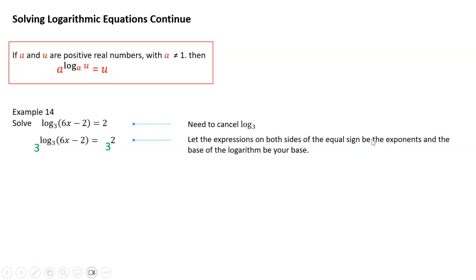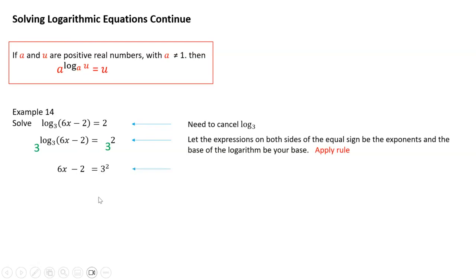Let the expression on both sides of the equal sign be the exponents, and the base of the logarithm be your base. If it was log base 4, then this would be a 4 on both sides, like a big 4. Now by applying the rule on the left side, all we do is bring down the exponent, the 6x minus 2, and this equals 3 squared.